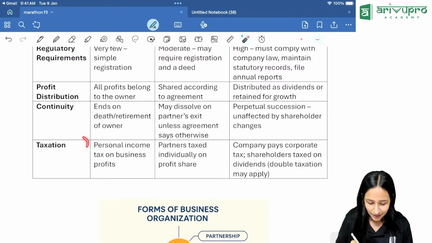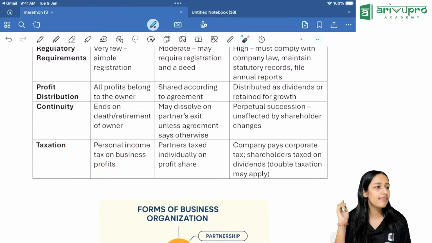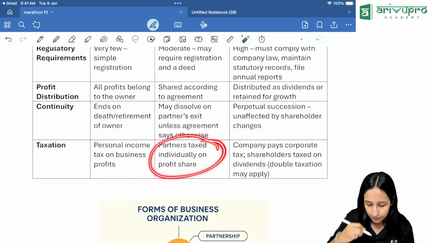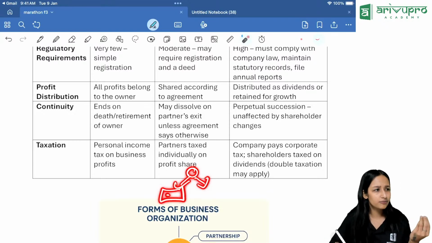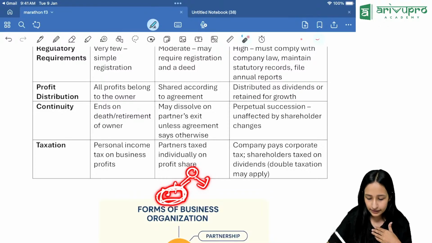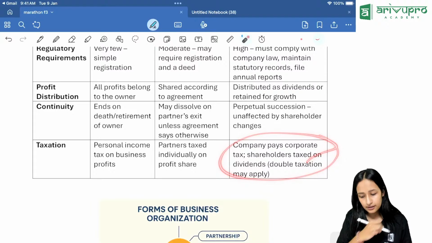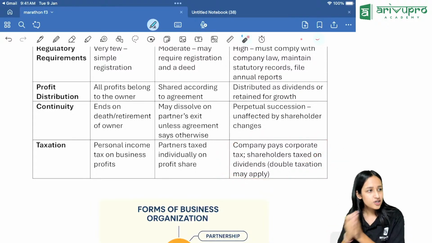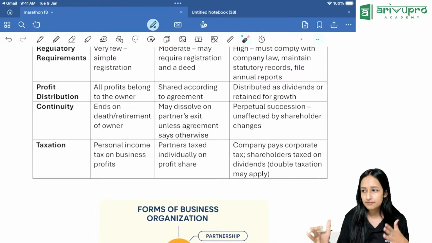Coming to taxation, for a sole trader, personal income is similar to business taxes, because the owner and the business are the same entity. No separate entity. Partners are taxed individually. Again, the profit that they make from the business and their personal income, both of them are taxed together. They are not separately taxed in the business. Here, the company pays its own tax, and the shareholder pays their own tax, but the shareholder also pays tax on any dividend they are getting.